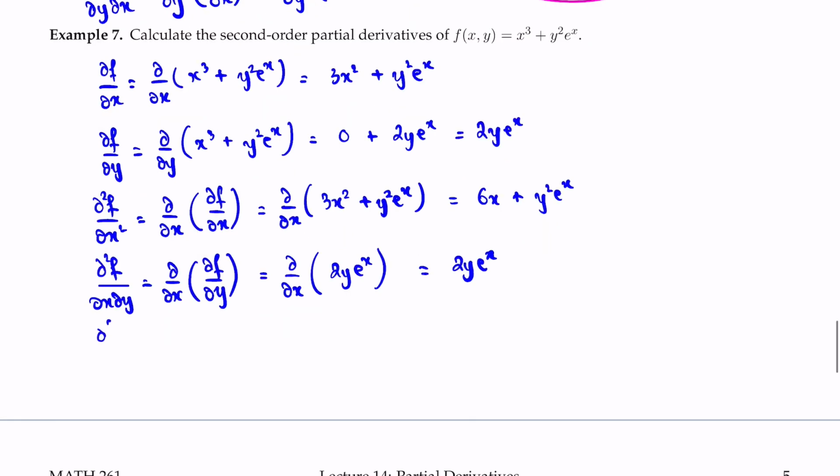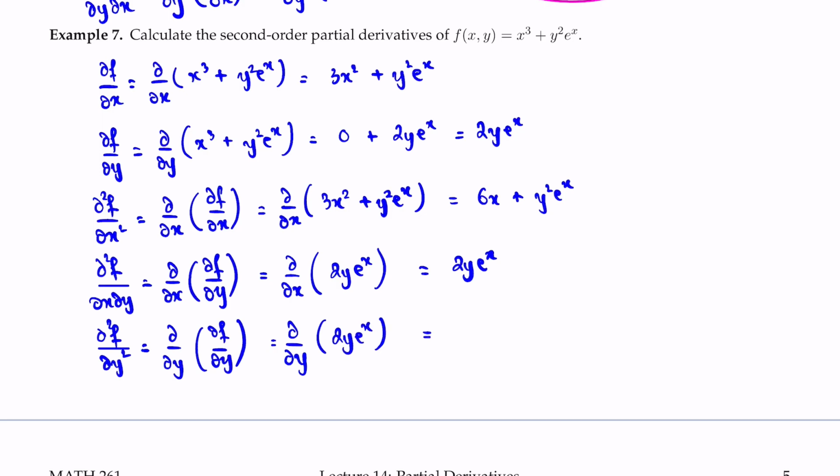Next, you do partial squared f partial y squared, or this is equivalent to doing partial y of partial f partial y, and that is partial y of 2y times e to the x, and you get 2 times e to the x. Again, x in this context is a constant, therefore e to the x is a constant, and 2 times e to the x is a constant multiple of y, and you can pull that out of the derivative operation. And the derivative of y with respect to y is just 1, so that's why you get 2 times e to the x.